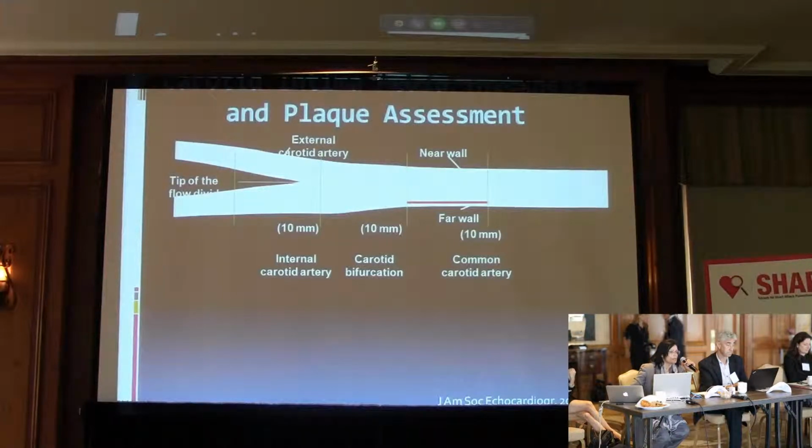And the reason this has been measured over earlier studies is because it is the most reproducible area to measure carotid IMT, which is such a tiny number and really requires a lot of precision in order to be reliable.